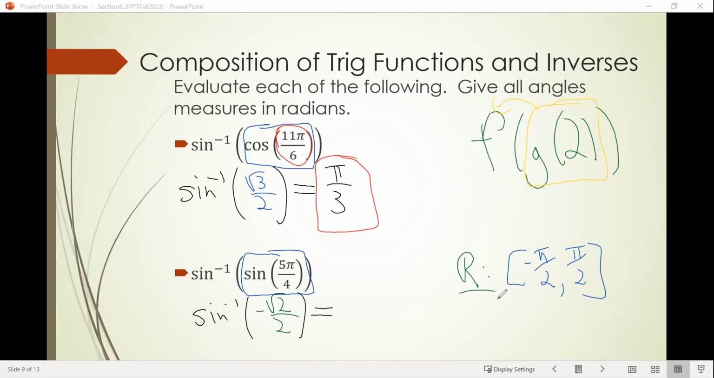But an angle that's coterminal with 7 pi over 4 that does lie in that range, well, that would be negative pi over 4, right? So if we rotate backwards pi over 4 radians, we'll end up at an angle that's coterminal with 7 pi over 4. So that will be our answer there.